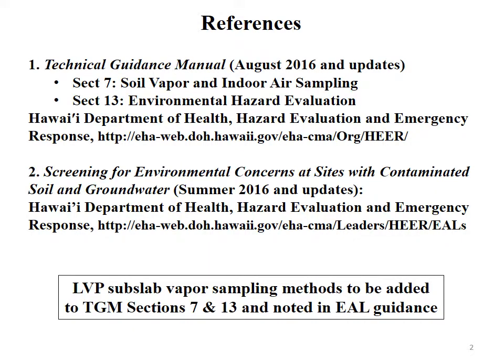First, quick references. Our technical guidance manual in Section 7 and Section 13 discuss vapor intrusion. Section 7 discusses collection of soil vapor and indoor air samples. Section 13 discusses vapor intrusion in terms of environmental hazard evaluation. A more detailed review of environmental hazard evaluation in our office's guidance on vapor intrusion is presented in the second guidance document entitled Screening for Environmental Concerns at Sites with Contaminated Soil and Groundwater. Both these documents were updated in 2016.